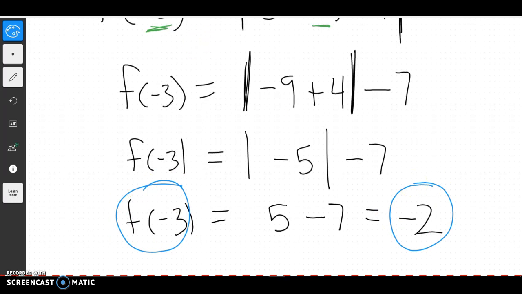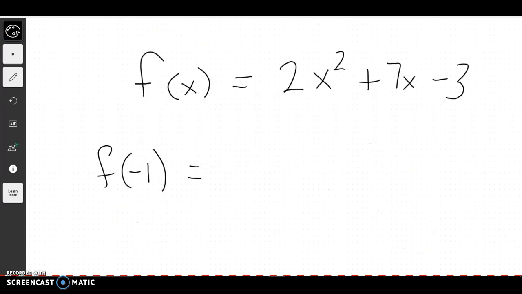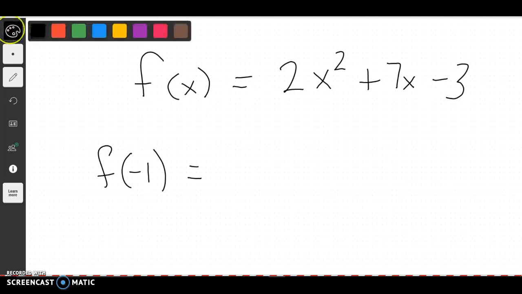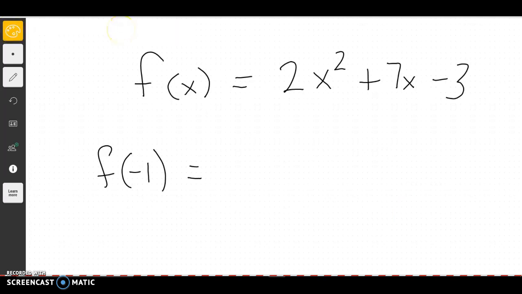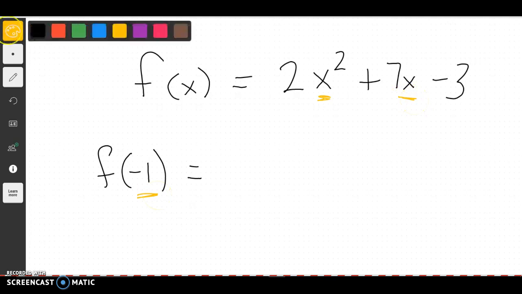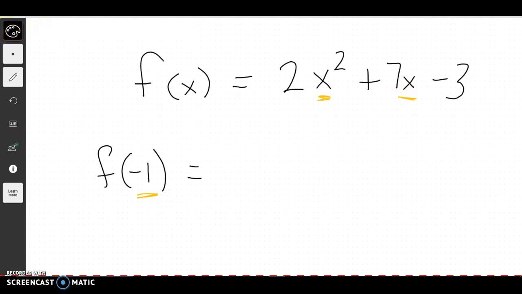Let's do one more evaluating function. In this case, let's figure out what f of negative 1 would be. Well, again, this one might look weird because you go, oh no, I have two x's. Well, that just means we're going to input negative 1 into two spots. So for every x, we're going to input our input.